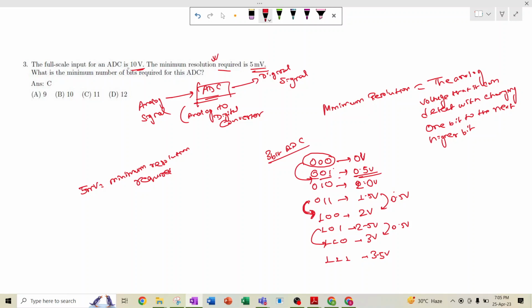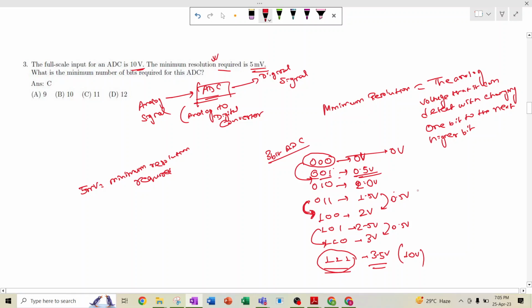So the full scale input means if all the bits are 1 1 1, then it can detect 10 volt. Suppose 0 0 0 indicates 0 volt and 1 1 1 indicates 10 volt. So this is the 10 volt deviation, and we have to calculate with a minimum of 5 millivolt. So we have a certain step of 5 millivolt, and then 5 millivolt, and then 5 millivolt. By this gap we have to measure from 0 volt to 10 volt.